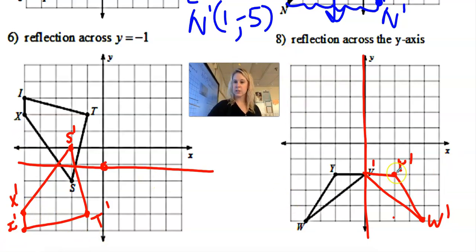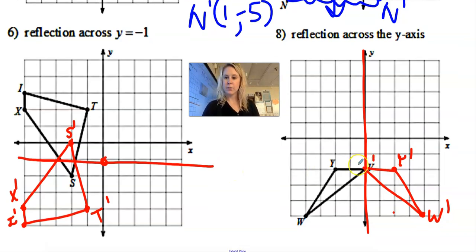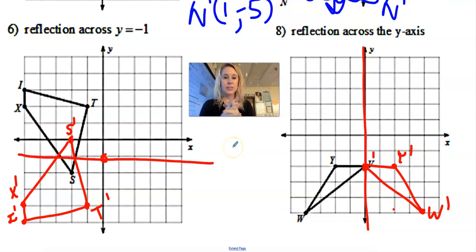On number 8, notice that V is on the y-axis, so we can't flip it off the y-axis. V prime will stay at the same ordered pair, and then the Y and the W are the only things that will move. So if you have a point and it's on an axis, it'll stay there. All right, so that's how you reflect things. You can draw the line of symmetry, reflect them over, etc.